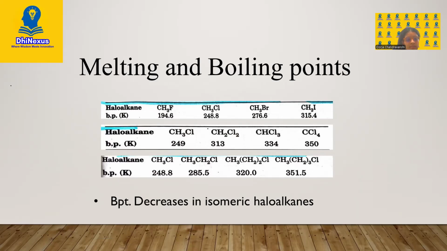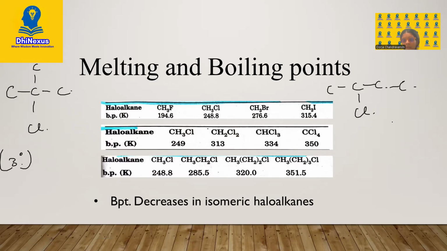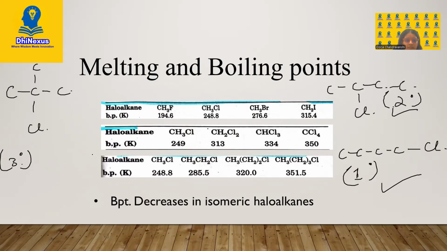In this case, let's take one more example. This is a tertiary haloalkane. I have a secondary haloalkane here. And I have a primary haloalkane. Such questions are often asked. Which one would have the highest boiling point? So, primary, then secondary, and then tertiary, as the shape starts to appear like a ball.